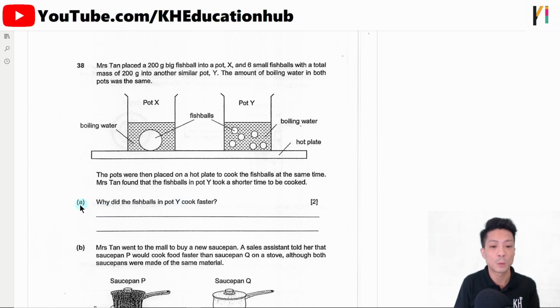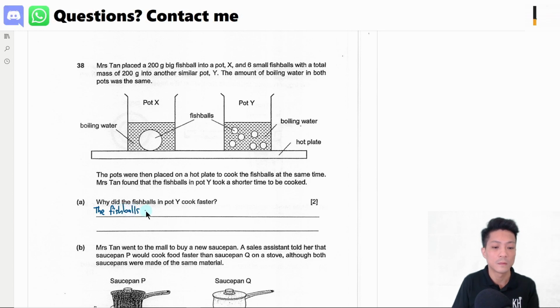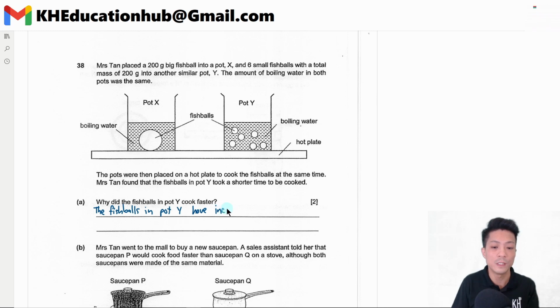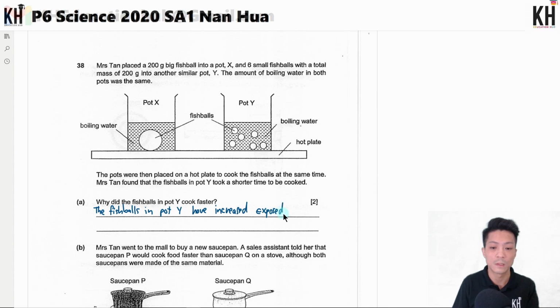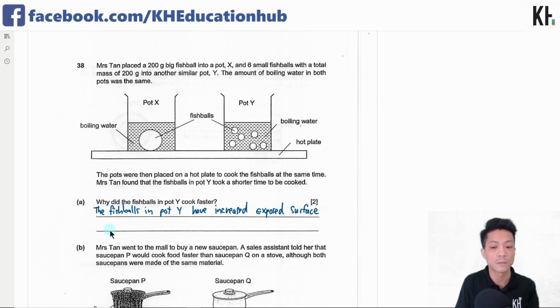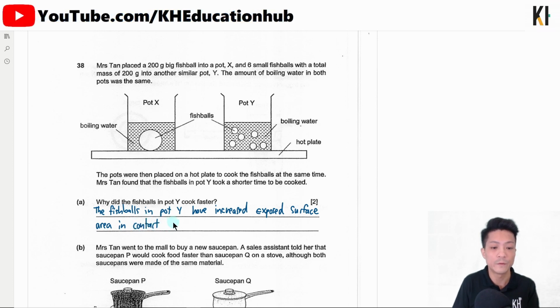So why did the fish balls in pot Y cook faster? The fish balls in pot Y have increased exposed surface area in contact with the boiling water.